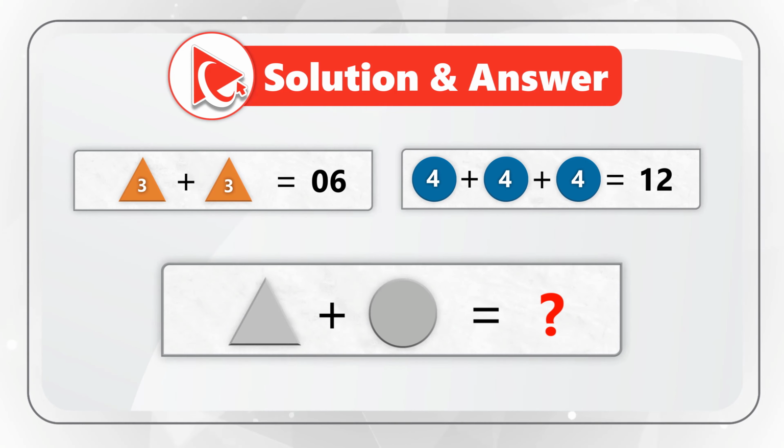So triangle equals 3, circle equals 4, and triangle plus circle would be equal to 7. So the correct answer here is choice B, 7. Did you get to the same answer? If not, please make sure to post your answer and rationale in comments.